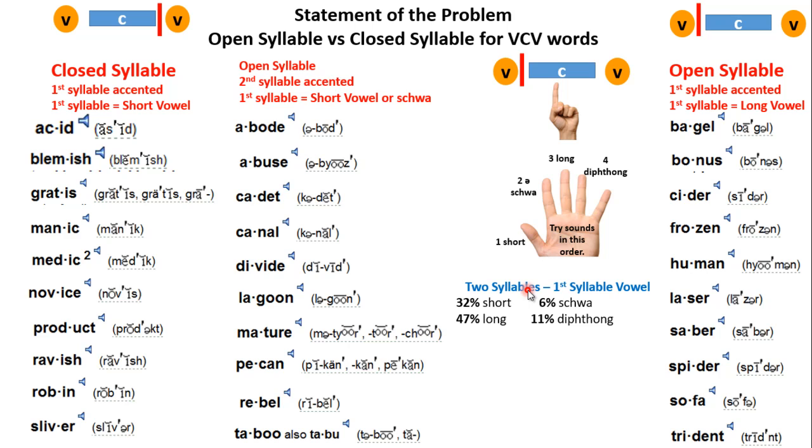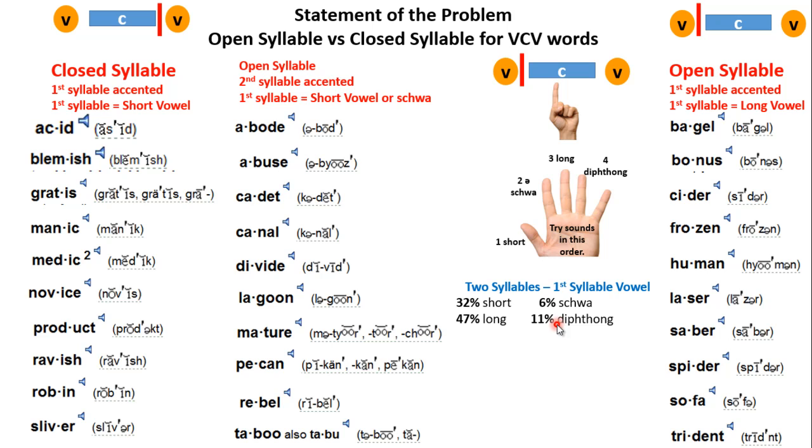Well, in two-syllable words, for the first syllable, 32% are going to be short. Only 6% are going to be schwa, but that is 38%. The next one would be long. That's 47%. So that's pretty close to 50-50 chance of being short or schwa or long. Then you have the diphthong vowel sound as 11%.